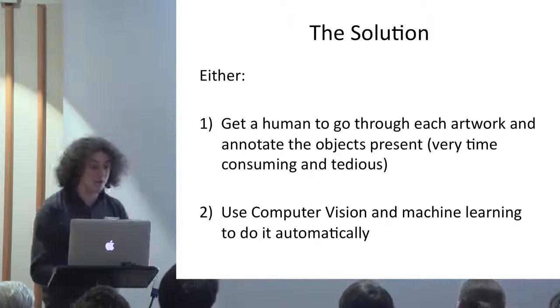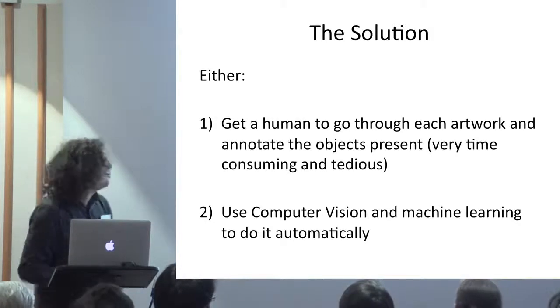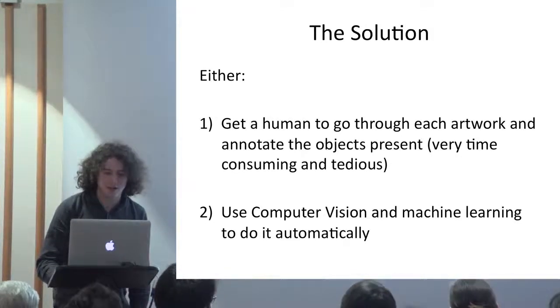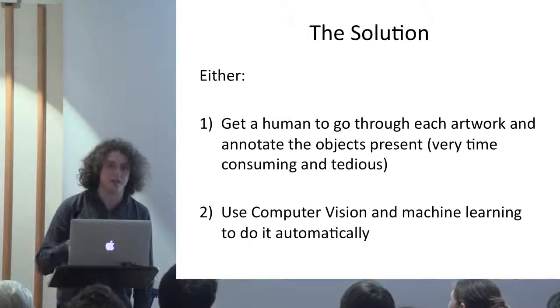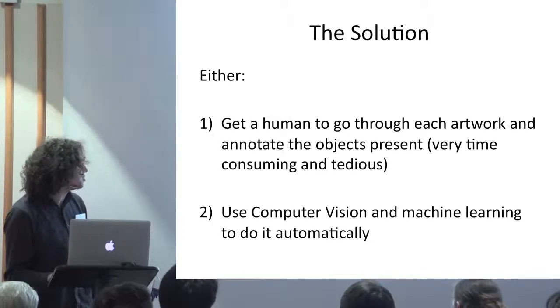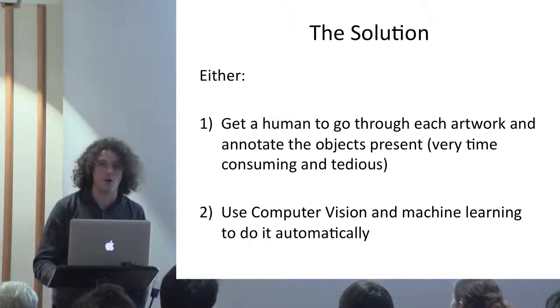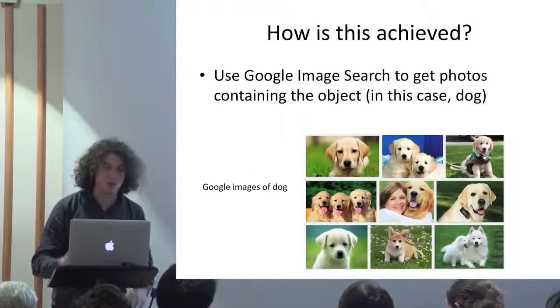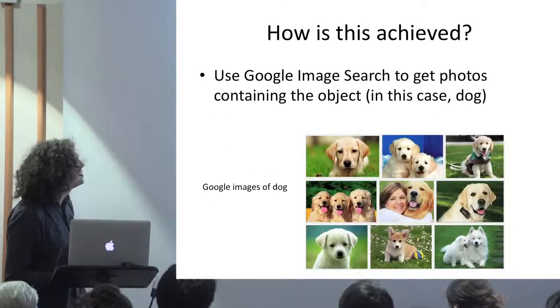So we could get a human, they're good, to go through all the artwork and annotate what's there. But this would take a very long time, and they'd get really bored, and then they'd stop, and you have to find someone new, and it'd be incredibly tedious. So instead, we could use computer vision and machine learning to do it automatically. So, how is this achieved?